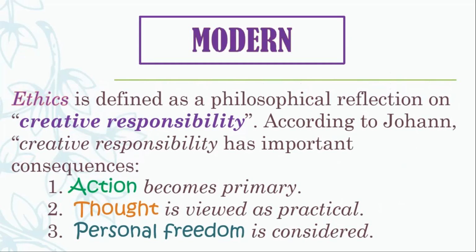Ethics is defined as a philosophical reflection on creative responsibility. According to Johann, creative responsibility has important consequences. These are: first, action becomes primary. Second, thought is viewed as practical. And third, personal freedom is considered.